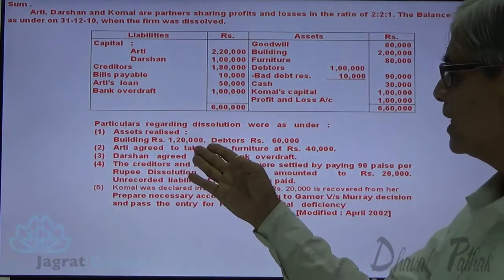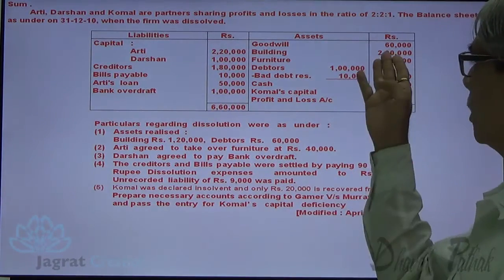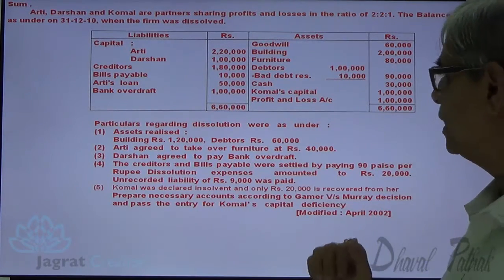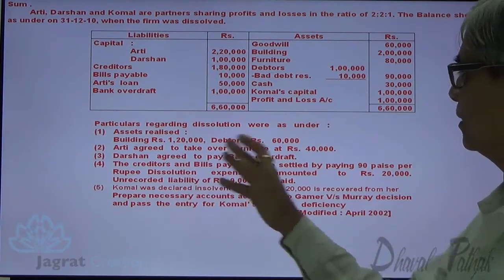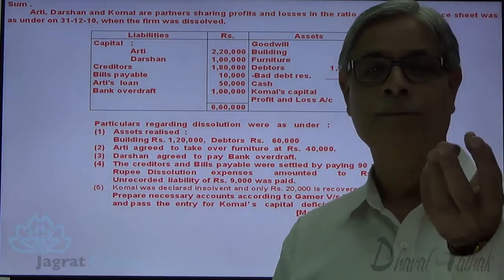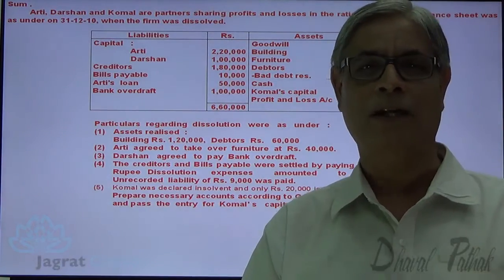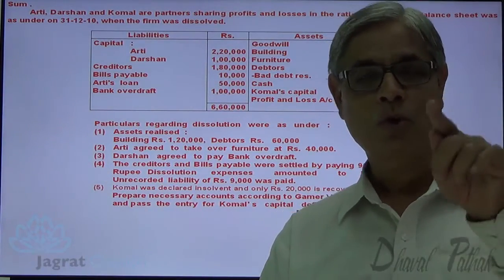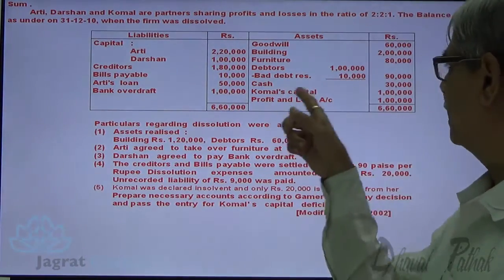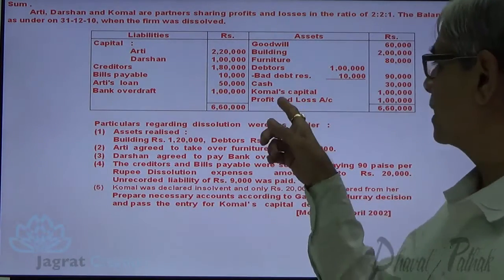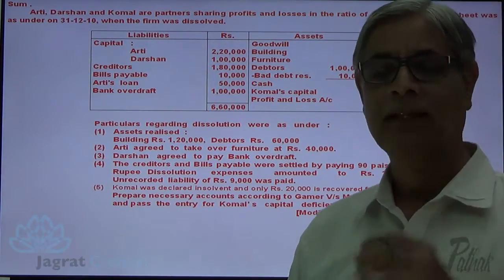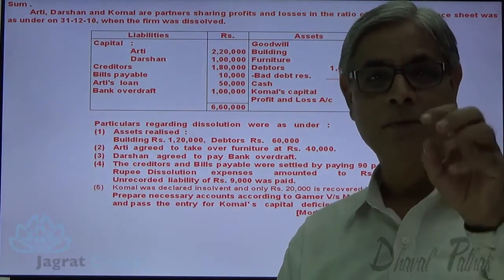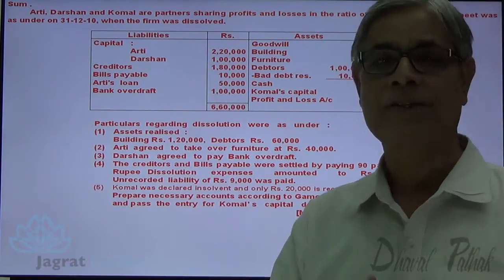We have noticed that there is a realization loss. Building of 2 lakh realized 1,20,000, debtors of 90,000 realized 60,000, furniture of 80,000 taken over for 40,000. So there is a loss on realization of assets and settlement of liability. See, unrecorded liability is also required to be paid. So Komal is required to pay 1 lakh debit balance, 20% share in this loss of 1 lakh, so 1,20,000. Over and above that, she is required to pay 20% of the loss arrived at by preparing the realization account.